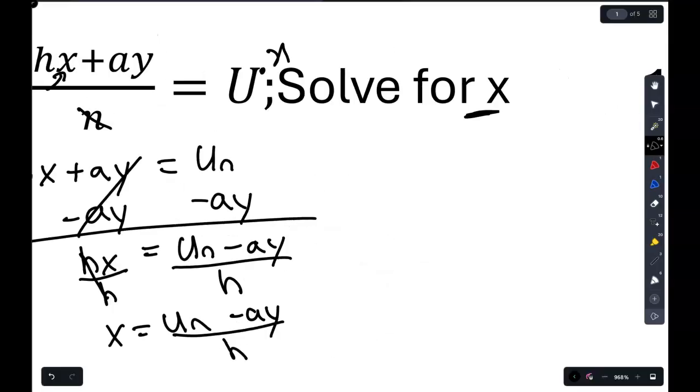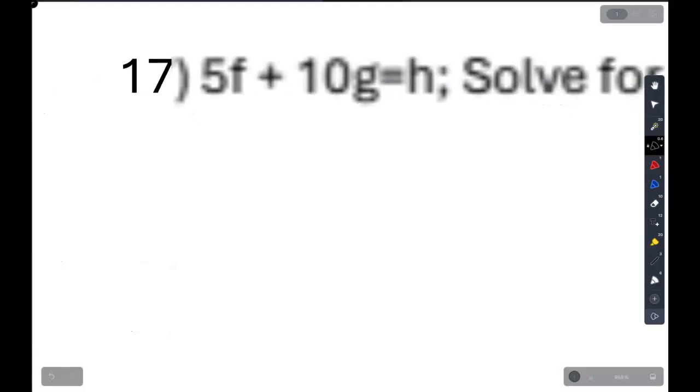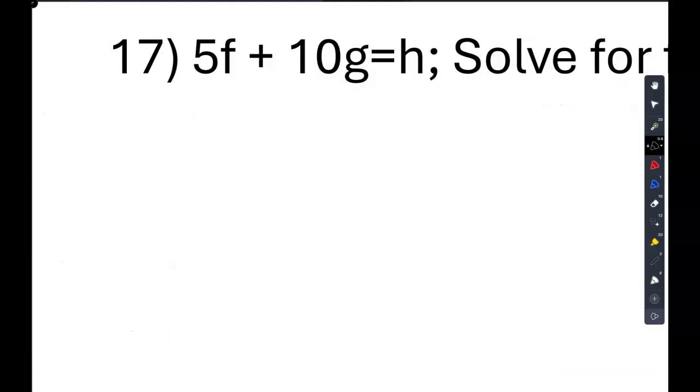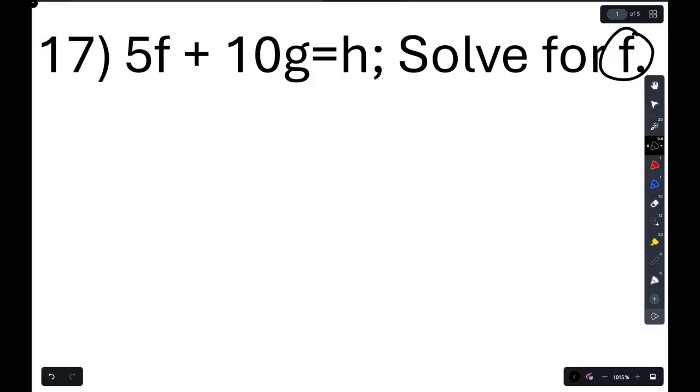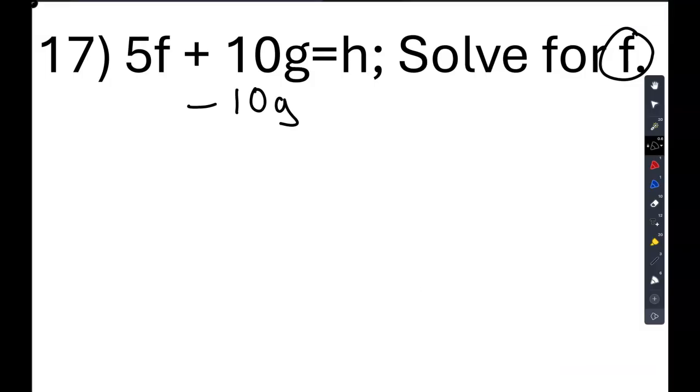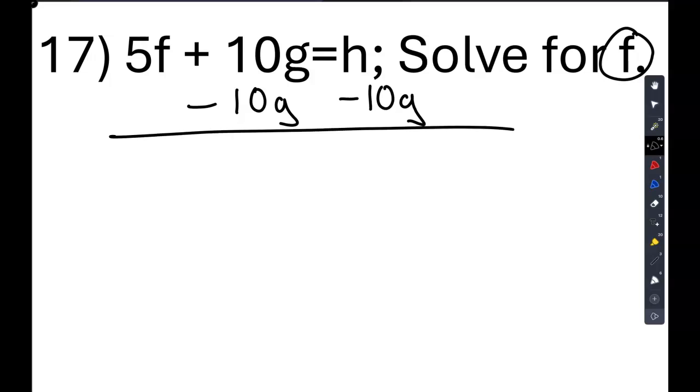All right, moving on. 17. All right, what are we solving for here? F. Solving for f. So first, I'm going to subtract the 10g on both sides, like so. 10g minus 10g, that'll cancel out. You got 5f is equal to h minus 10g.